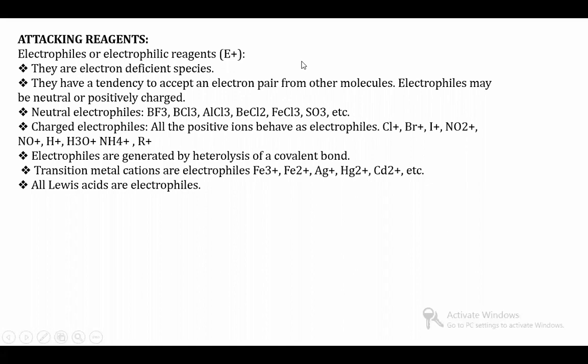In the case of electrophiles, they are electron deficient groups, requiring electrons.